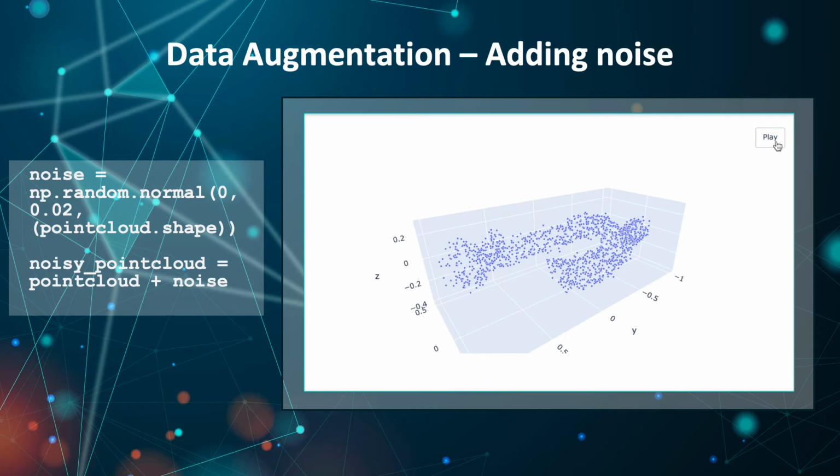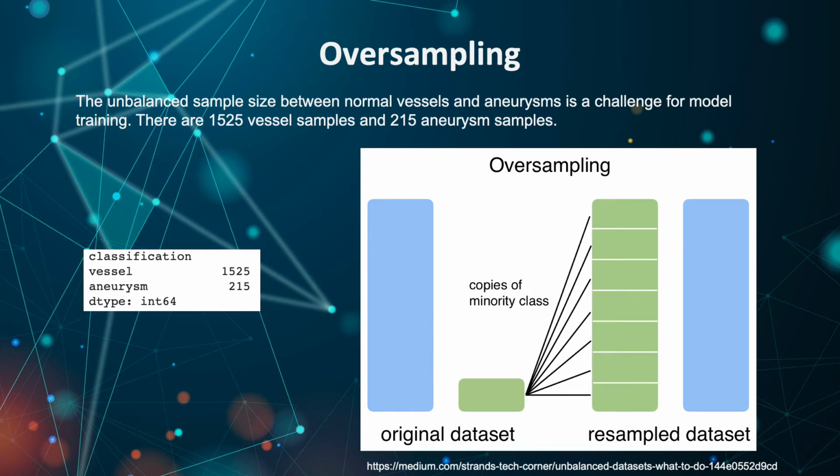As mentioned before, the two classes of the datasets, vessel and aneurysm, are largely unbalanced. The vessel class, that is normal blood vessel, has about 1,500 samples, while the aneurysm class only has about 200 samples. If we train the neural network model using the unbalanced data, the model will be biased and show favorable prediction towards the normal blood vessels.